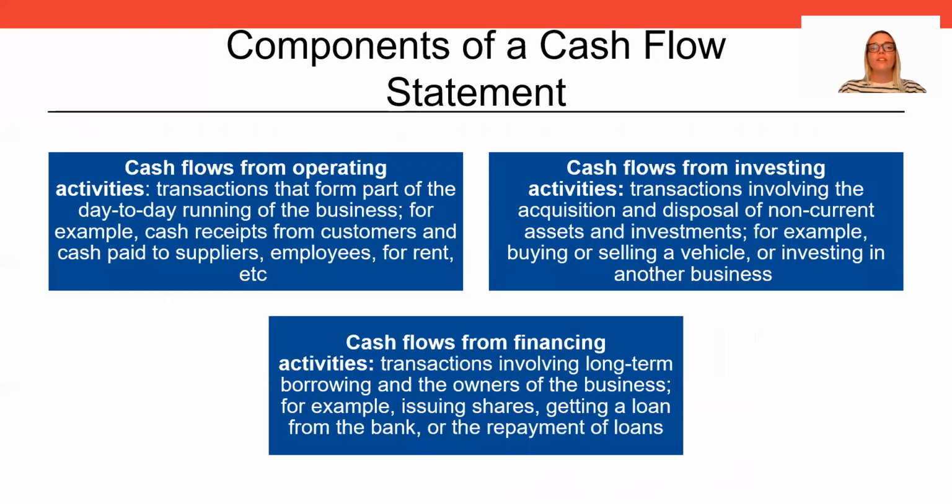And then finally, let's look at the cash flow statement. So the cash flow statement has a number of components, these three major ones. Cash flows from operating activities, they're the transactions that you undertake in the company that form the day-to-day running of the business. So for example, cash receipts from the customers that you supply, or cash paid to your suppliers, your employees, for rent and so forth. So money flowing in and out of the business as a basis of what you need to do just to operate. Cash flows from investing activities also feature, so they're transactions that involve acquisition and disposal of non-current assets and investments. So if you buy or sell a vehicle or invest in another business, these would be an investment activity.